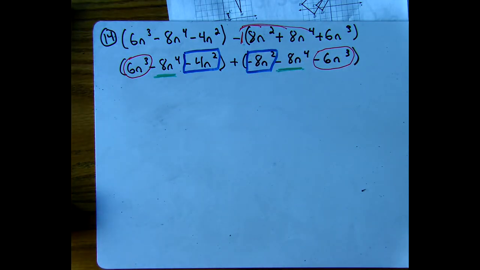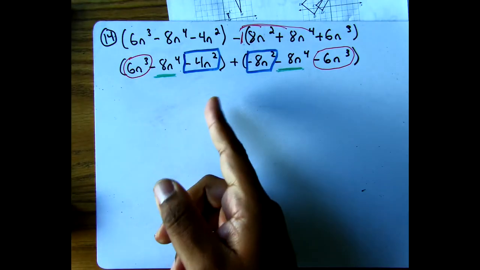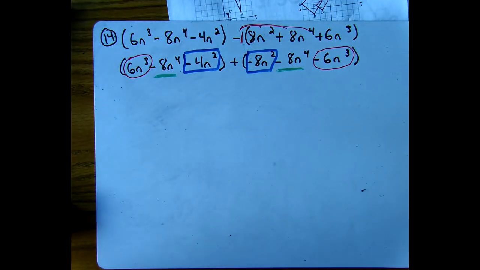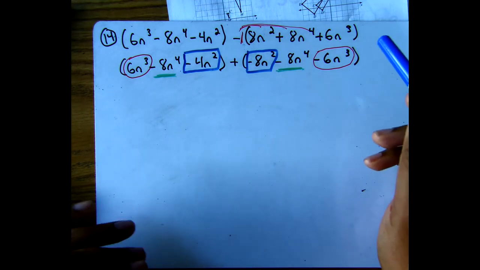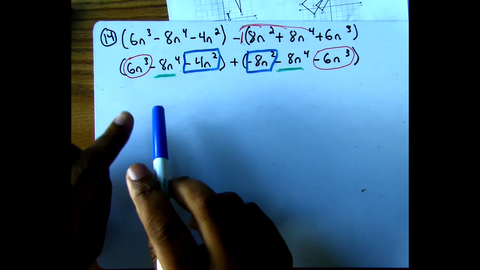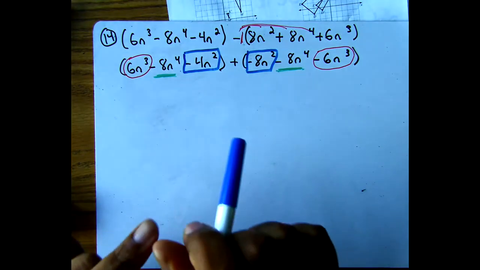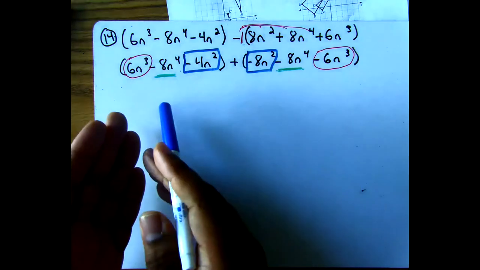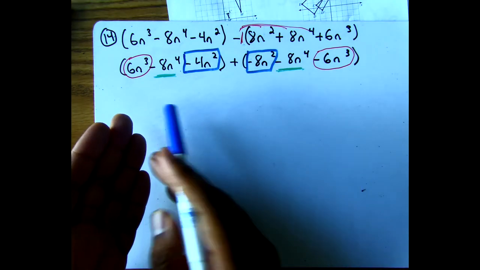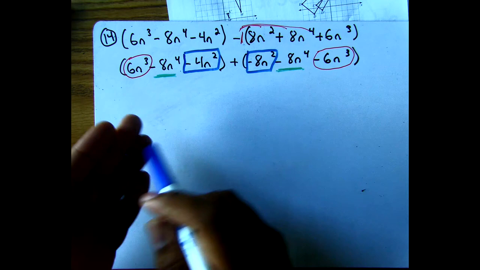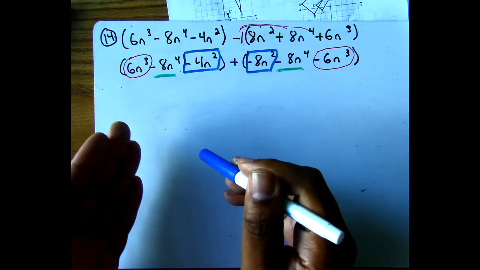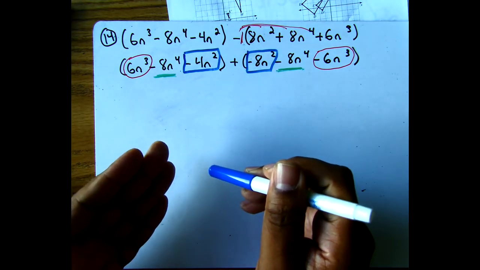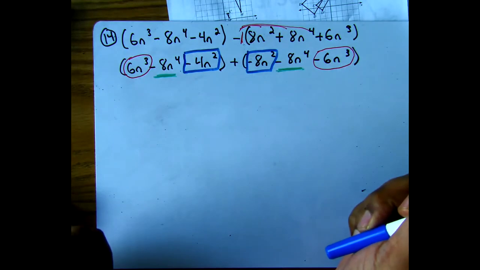Okay, and you can use underline, circles, squares, triangles, whatever works for you. Keep in mind that just because you have a particular degree in one polynomial doesn't mean you're going to have that same degree in the other polynomial. Sometimes you just happen to not have that degree in both polynomials. If that's the case, you just bring that term down in order by degree.